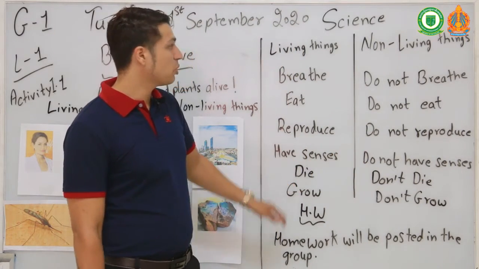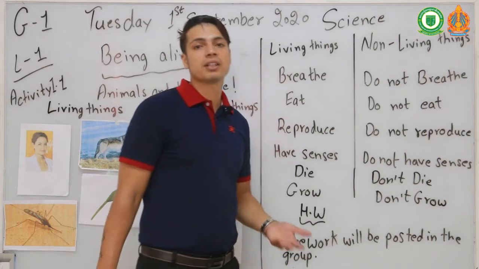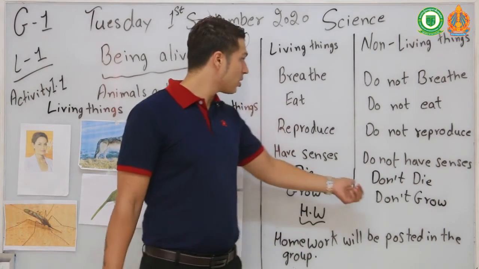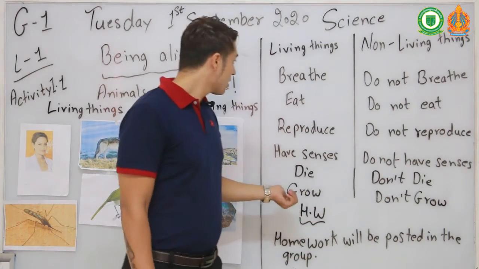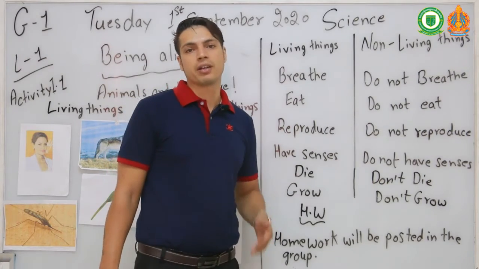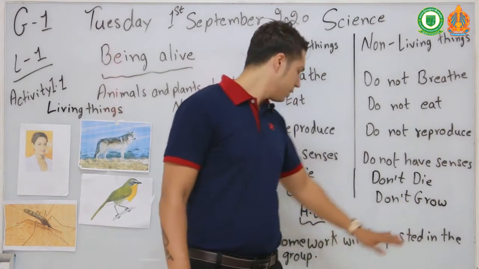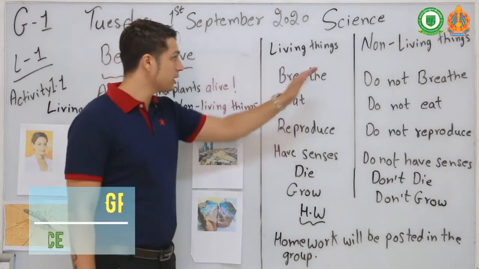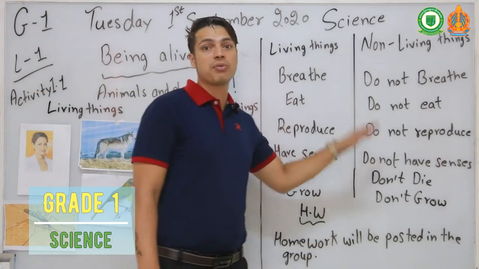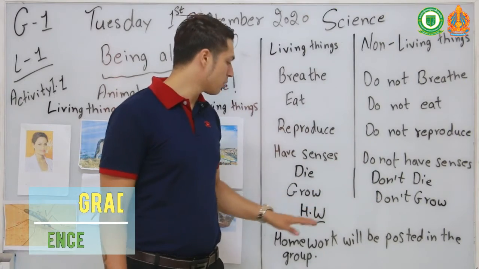Living things die, all living things die, okay? But non-living things don't die. Living things grow, we grow big, but non-living things don't grow, okay? These are the differences between living things and non-living things, okay?